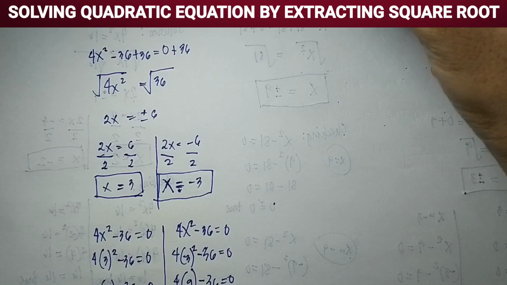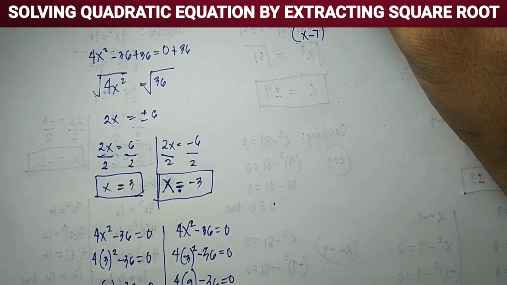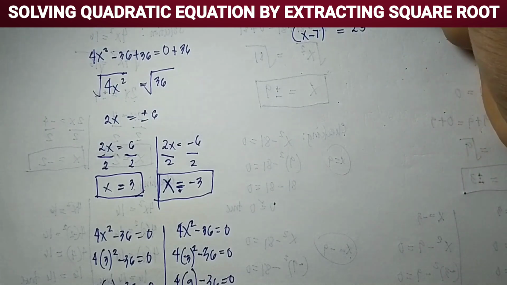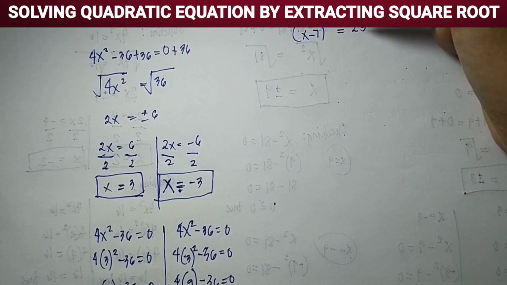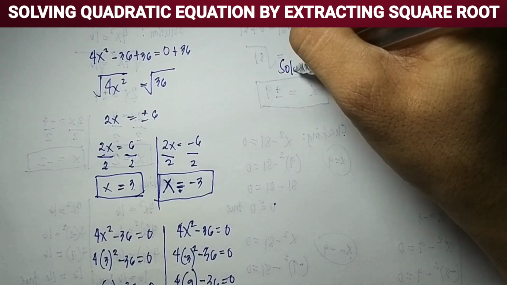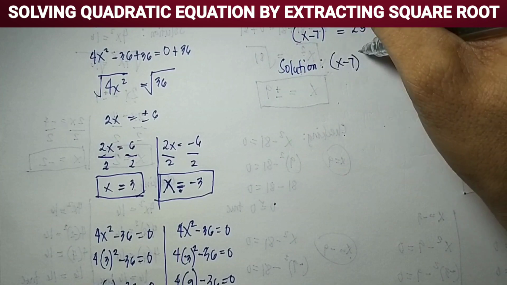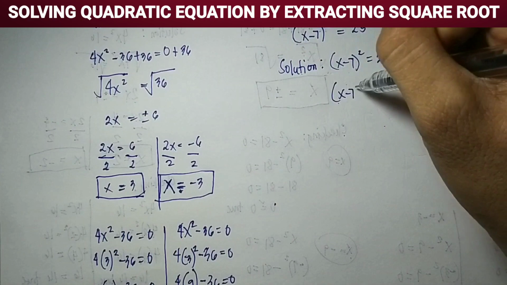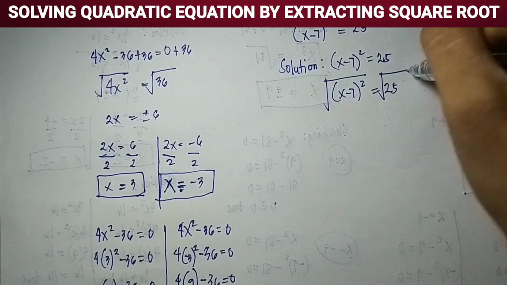So this time let us have this example: the square of x minus 7 is equal to 25. Kini ang constant term nato, nakatabok na ana diri daan sa right side. So ang atong solution ani, largo na ta. Ato na dayon ni siyang i-square root both sides. So i-square root nato na sila both sides.